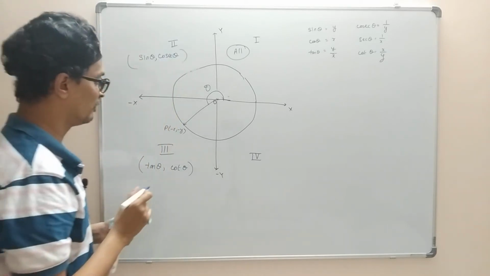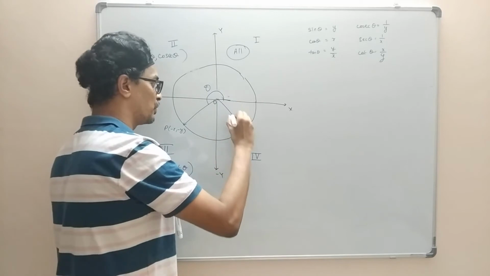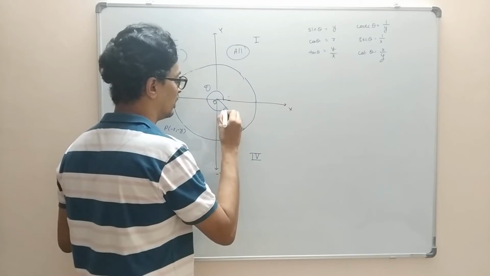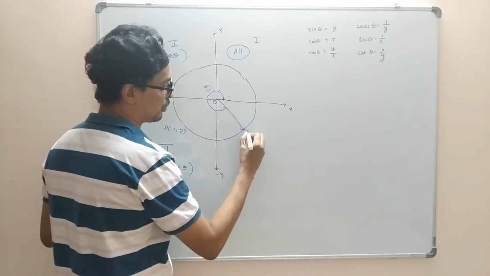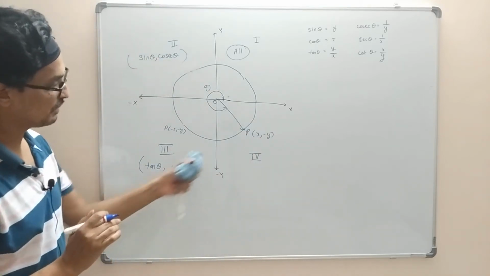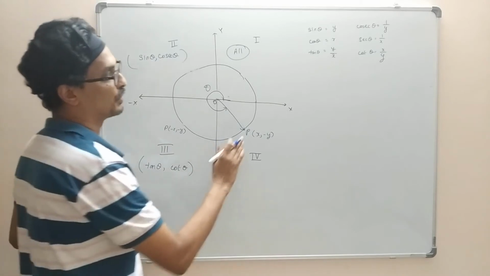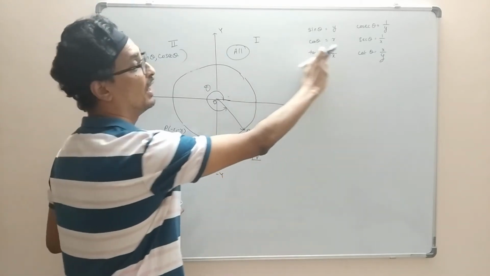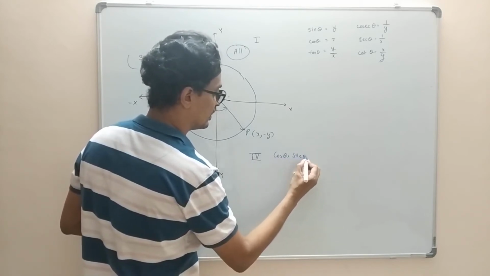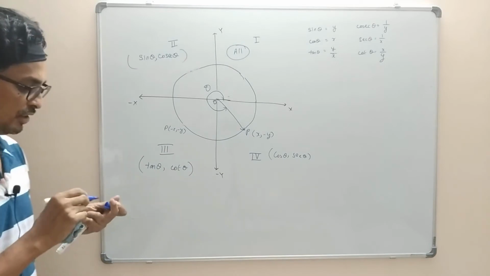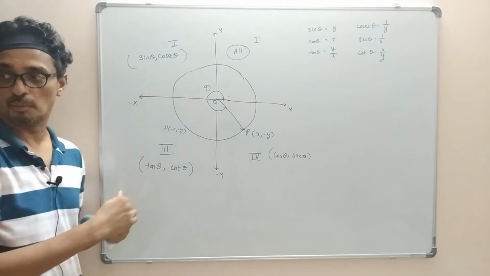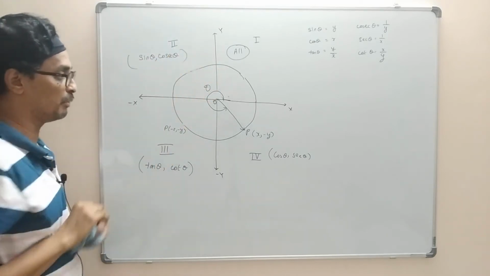Now let us take the fourth quadrant. In the fourth quadrant, the point P has x positive and y negative. So only x is positive, which means cos theta will be positive and sec theta will be positive. This is the way the signs of the trigonometric ratios, which are positive and negative in the different quadrants, can be identified.